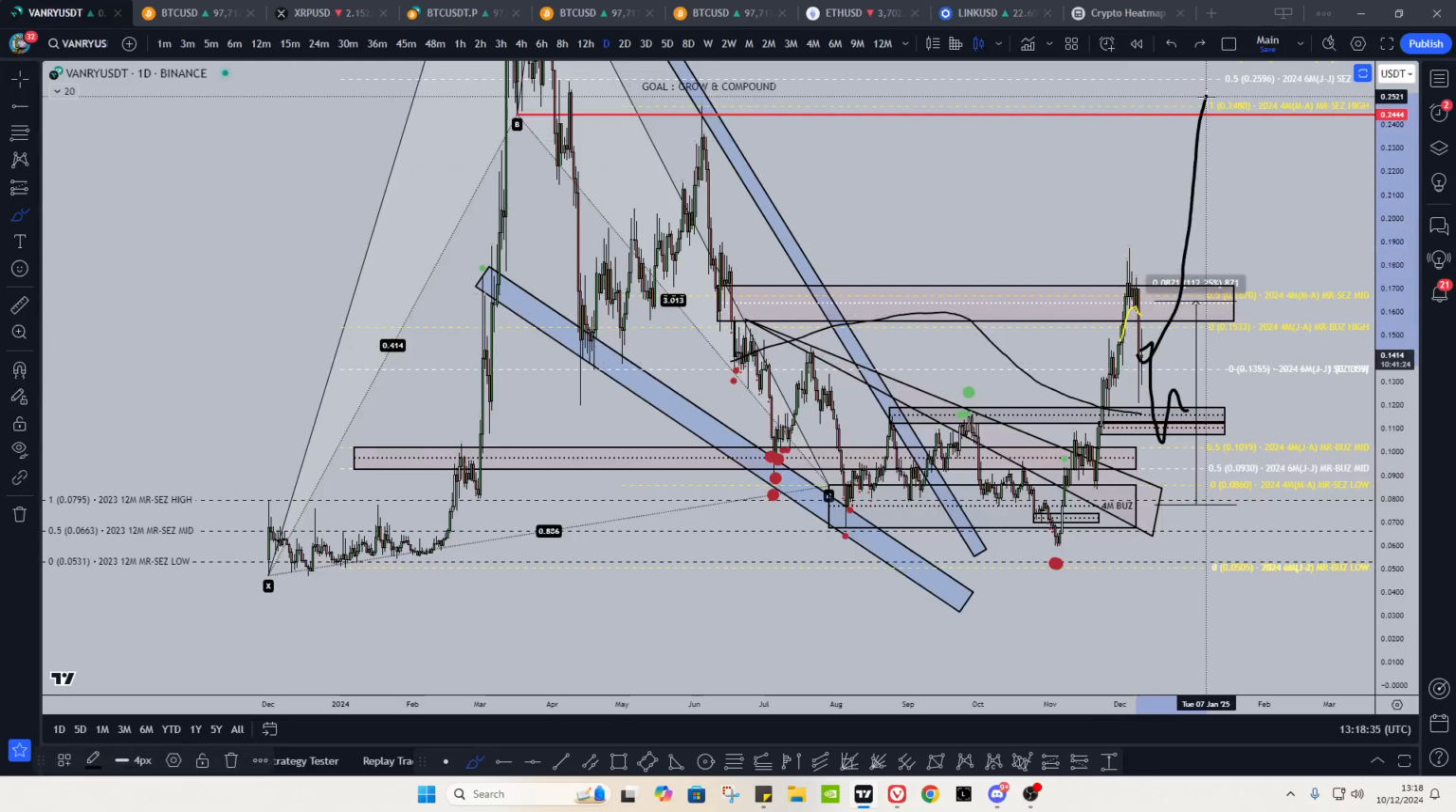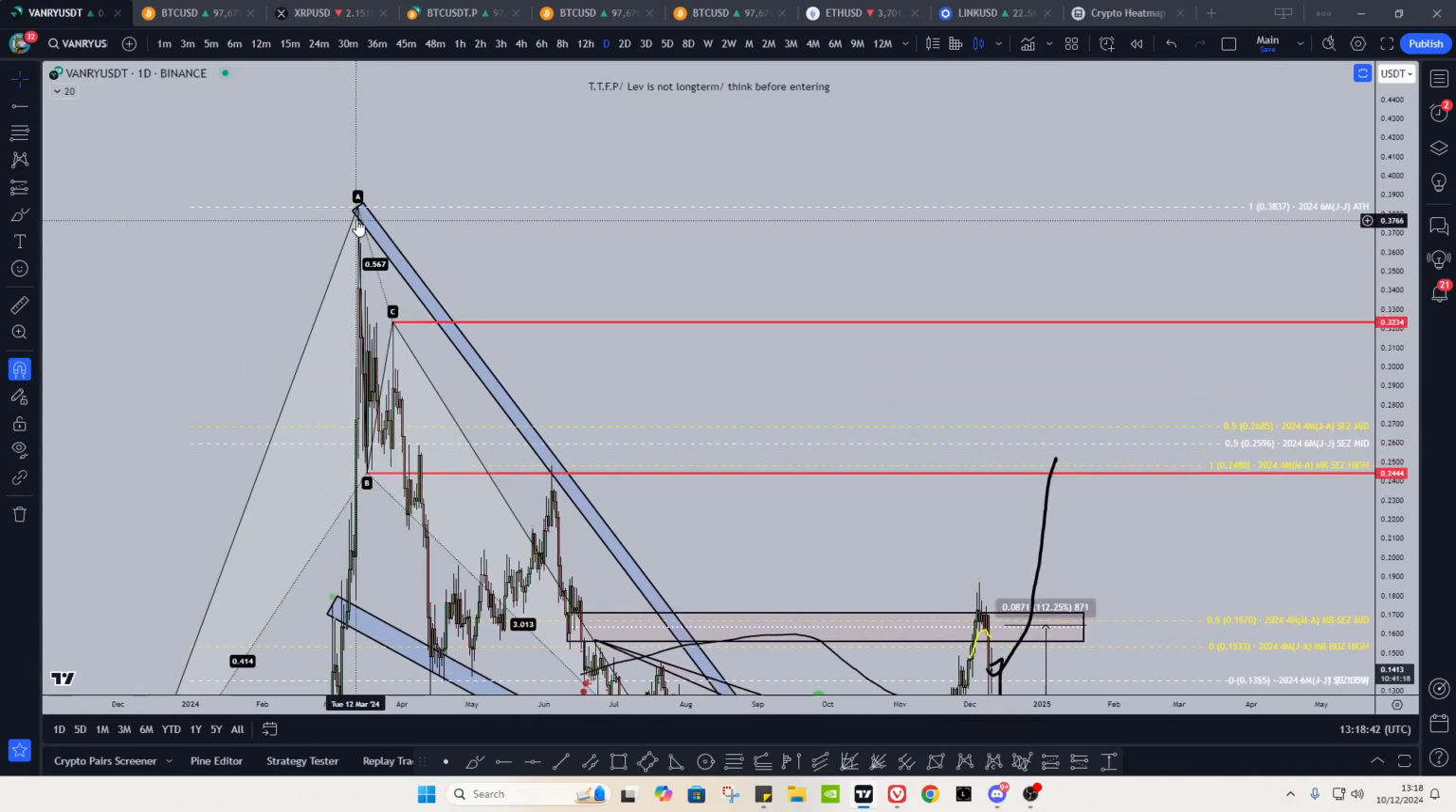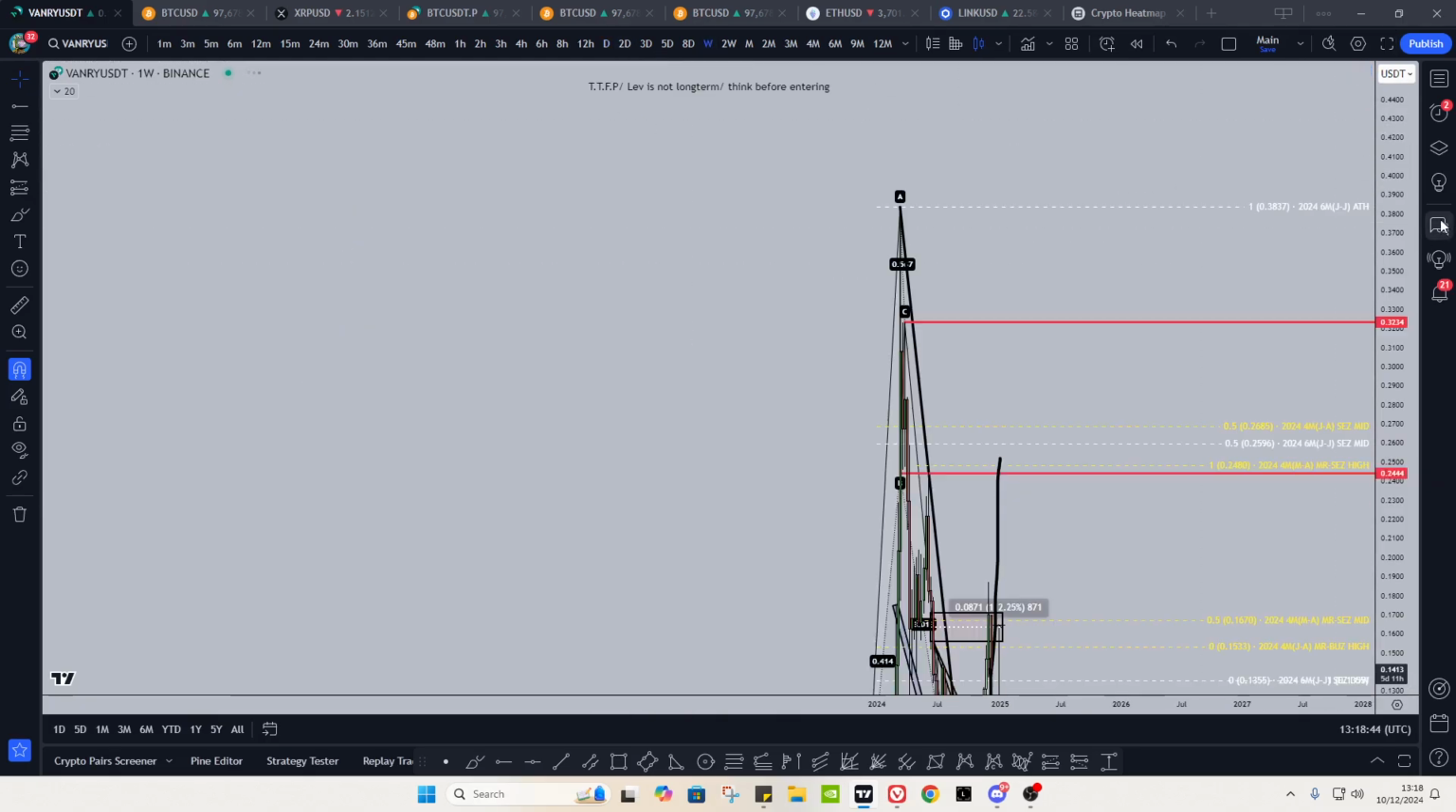So then on Vanry next, you'll be looking at the B point. That is your next target. You don't have any other targets. This big cluster here, the B point, then the C, then the A. Very, very simple.